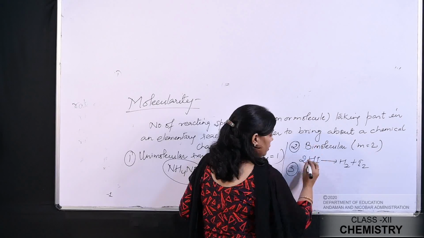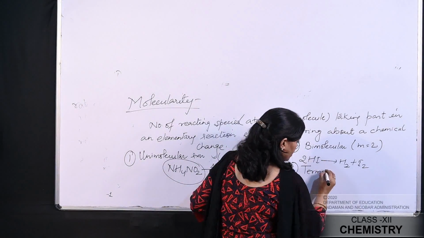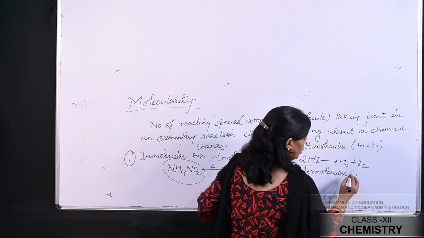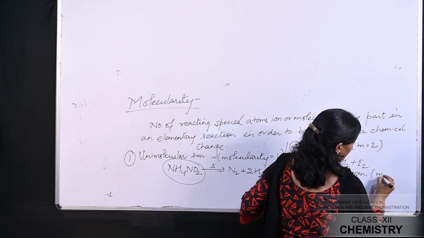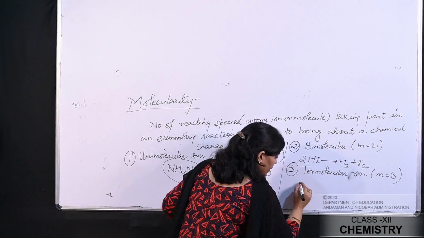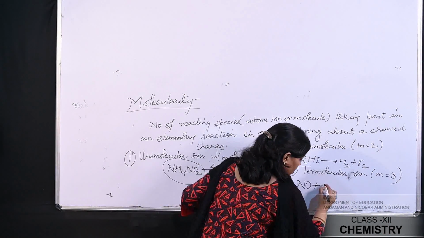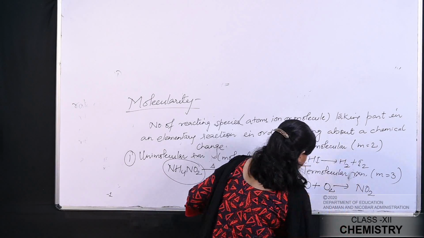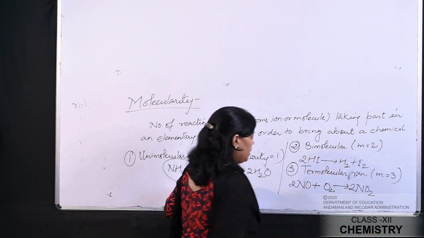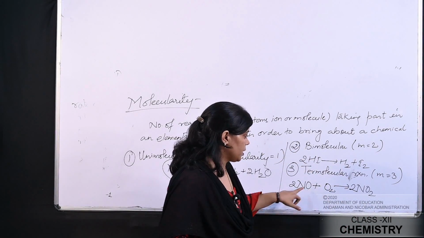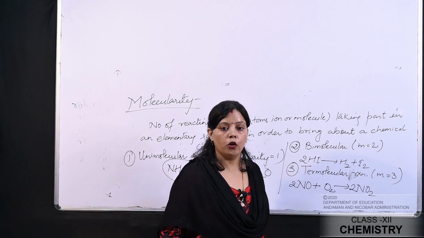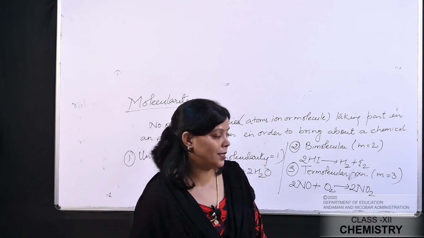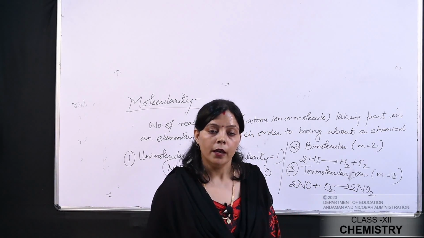Similarly, another reaction having molecularity 3 is named the termolecular reaction. Here the molecularity is equal to 3, and the example is the oxidation of nitric oxide to give nitrogen dioxide. Here you can see there are 3 reacting species involved: 2 moles of NO and 1 mole of oxygen. So the molecularity in this case is 3, and this reaction is named a termolecular reaction.